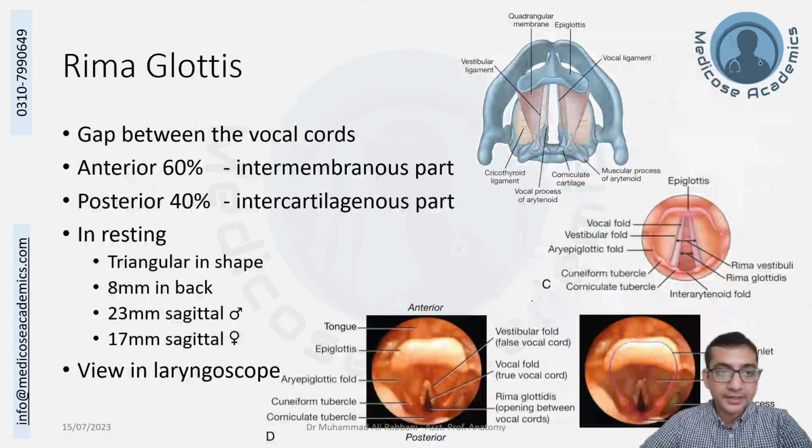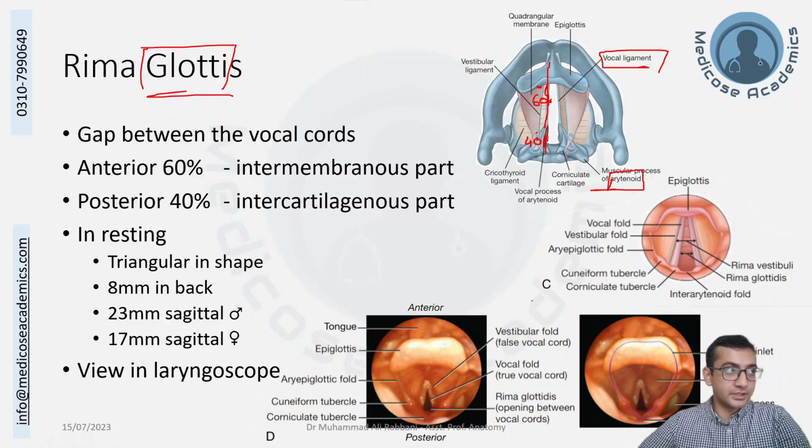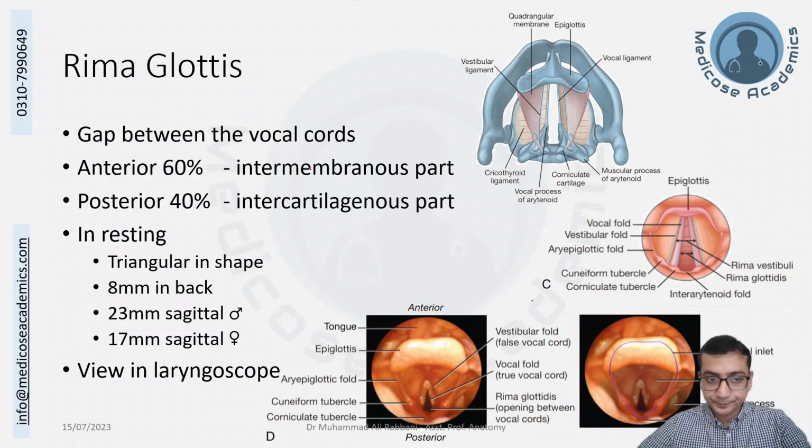This is about the membranes, this is about the parts, and then we are left with the glottis itself. This is the gap between the vocal cords, the rima glottidis. For 60% of the length, it is covered on either side by the vocal ligaments. The other 40% of the length, on either side, is by the arytenoid cartilages. So this part is the intermembranous part, and this part is the intercartilaginous part.